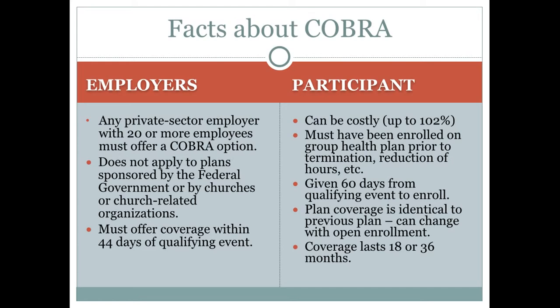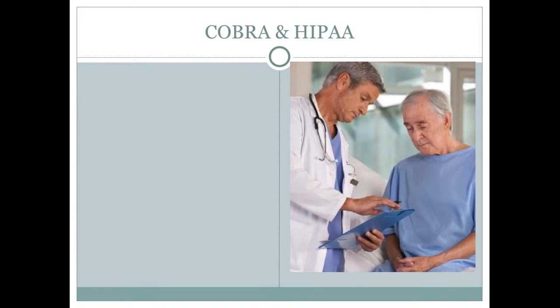Coverage typically lasts only 18 months on Cobra, but can last up to 36 for an employee's spouse and dependents if the employee became entitled to Medicare less than 18 months prior to the qualifying event. For example, if a covered employee becomes entitled to Medicare 8 months before the date their employment ends, then Cobra coverage for their spouse and children would last 28 months, which is that 36 months minus the 8 months that they were eligible for Medicare.